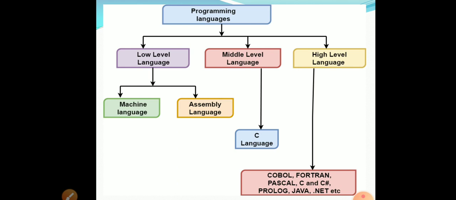Programming language is also divided into three categories: low level, middle level, and high level. So low level language is machine and assembly, middle level is C, and high level language is COBOL, Fortran, Pascal, C++, Java, etc. In standard 8, you will learn BlueJ, that is Java.